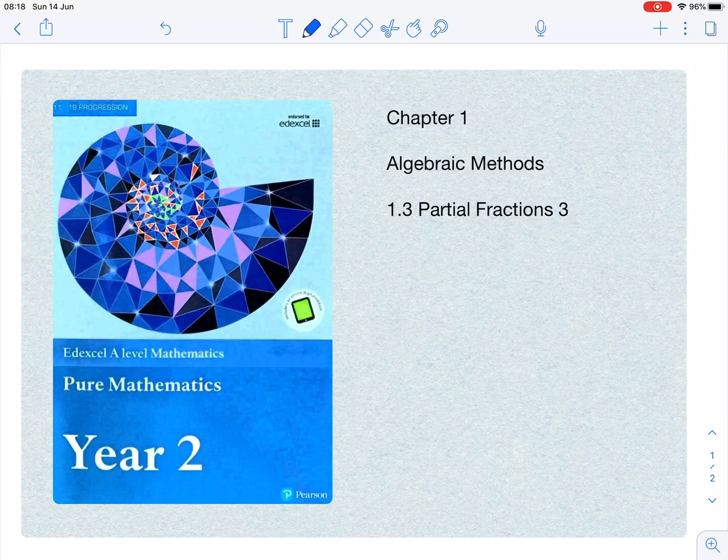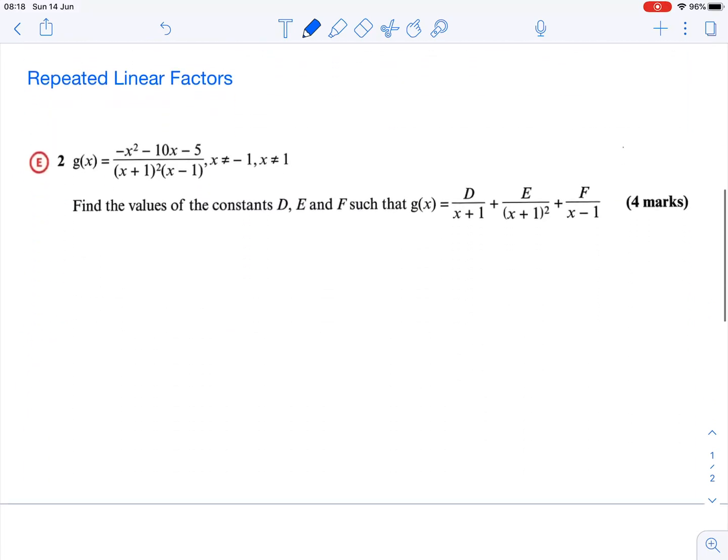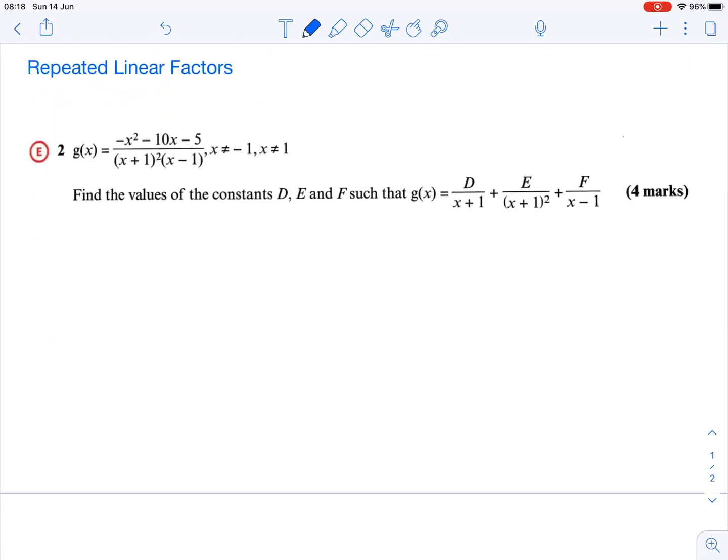Hi folks, and welcome to the third and final video clip on partial fractions. And in this session we're going to look at repeated linear factors in a denominator.